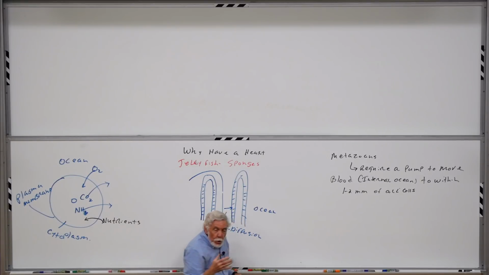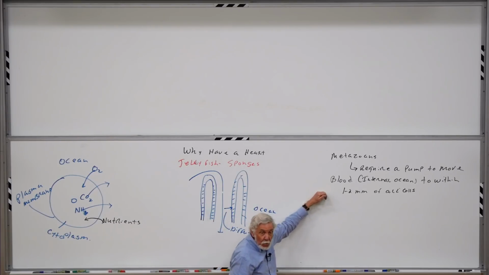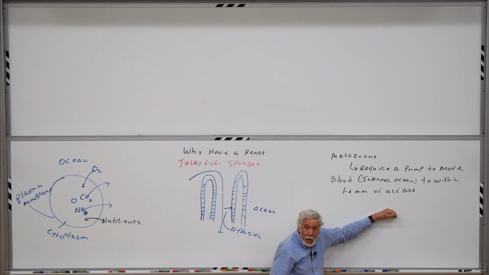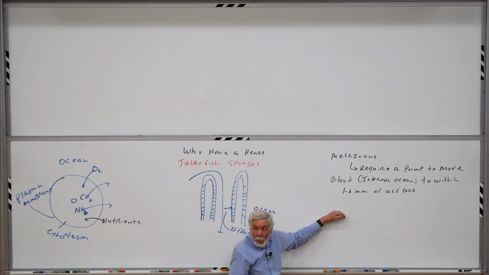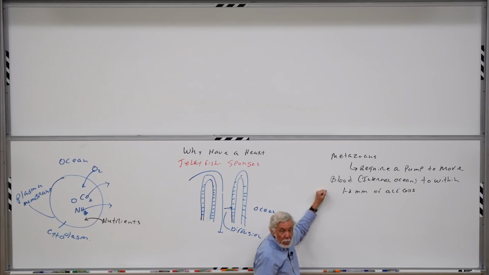So once a creature expands beyond these limited diffusion distances of no more than a millimeter or so, then we have to invoke a means of moving fluid containing oxygen and nutrients to those cells, and also use that fluid then to sweep away the carbon dioxide and the ammonia, which are the waste products. So that's the reason for the pump.